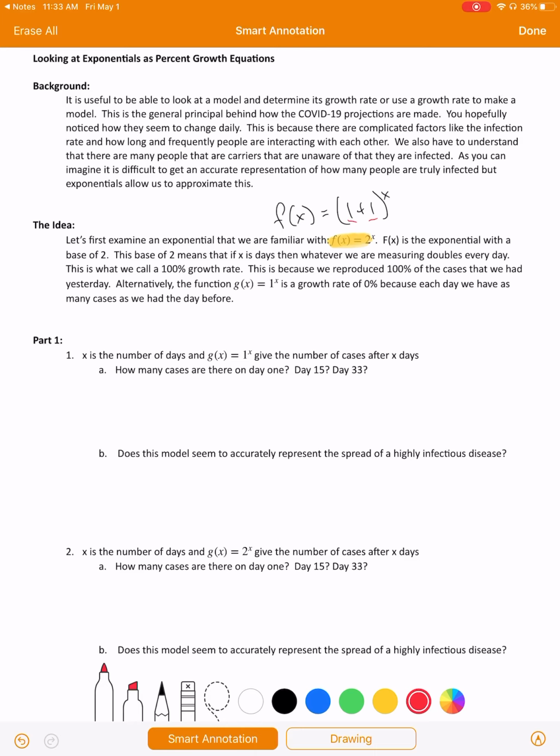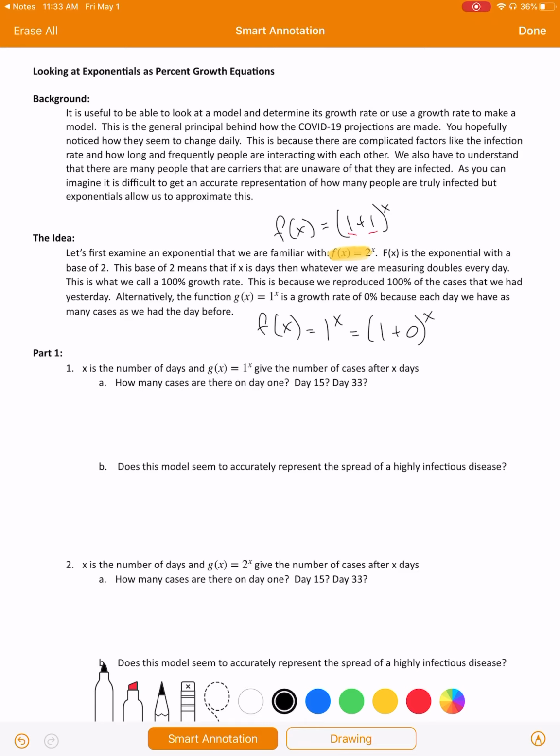Alternatively, a 0% growth rate is just f of x equals 1 to the x, which is the same as 1 plus 0, right? So we're repeating what we started with each time, whether that's each day, each year, each month, each week, whatever our period is that we're choosing to look at this over. But it's not growing, right? This second number here is what we call the growth rate number, and we'll look at that more. But the 0% and 100%, the gap between is not very big, right? It's 1 to the x and 2 to the x.